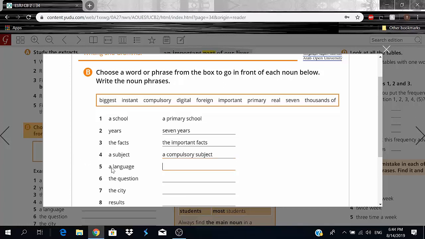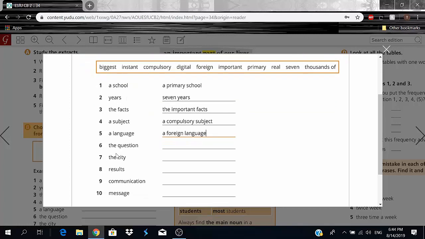Okay, a language. What can I use with language? Oh, here we go. Foreign. So I can say a foreign language. Number 6, the question. The real question. Okay, so the real question. Number 7, the city. What can I use with the city? What do I have? Biggest. I can say the biggest city.